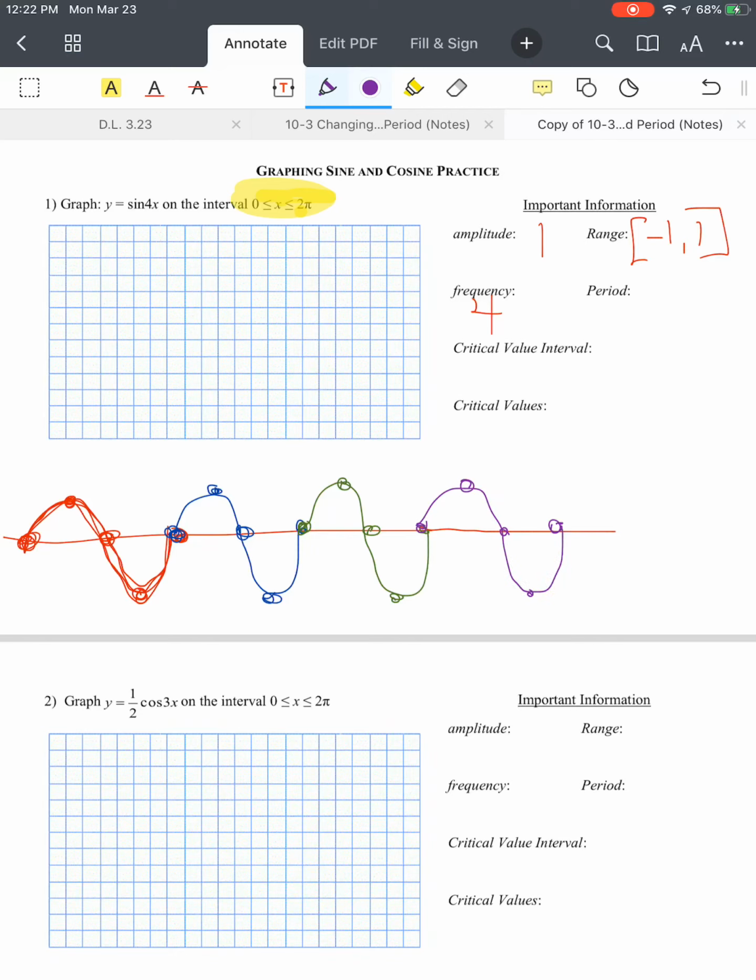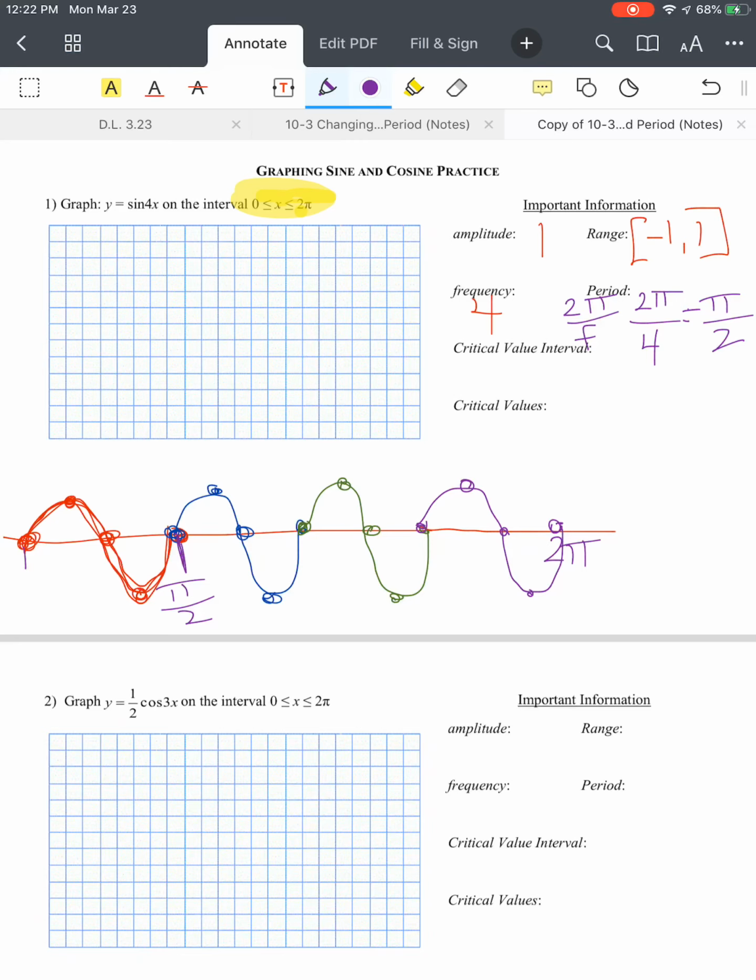So because the frequency is 4, I'm going to see 4 cycles of sine from 0 to 2 pi. This is where 2 pi would be. So let's figure out what the period is. The formula for period is 2 pi over the frequency. So 2 pi over 4 is pi over 2. So that means at the end of each cycle, pi over 2.